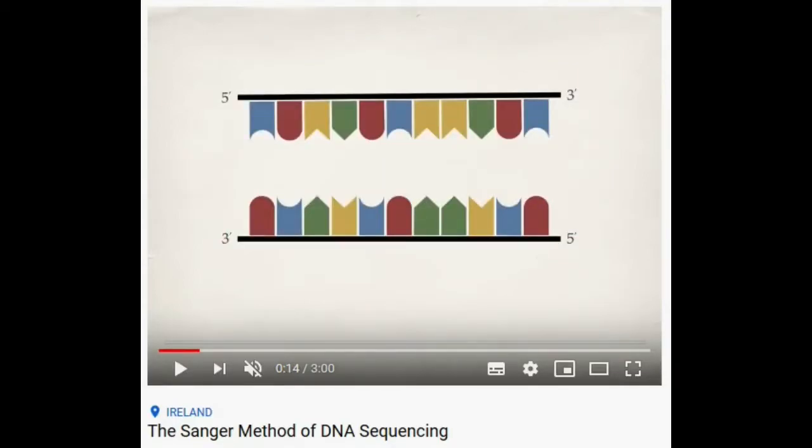Once the fragments have been amplified, the second step is to heat up the system, and that will separate the two strands.